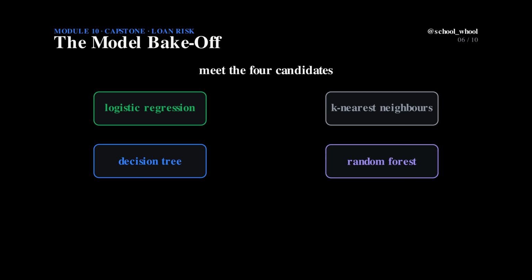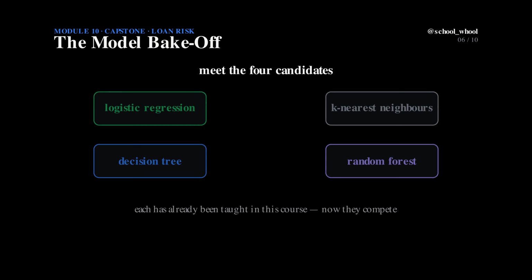Four candidates step forward. Logistic regression, our simple linear model. K-nearest neighbors, which predicts by looking at similar past applicants. A decision tree, asking yes or no questions. And a random forest, a whole committee of trees voting together. We've already met each one earlier in the course. Now they compete on the very same problem.